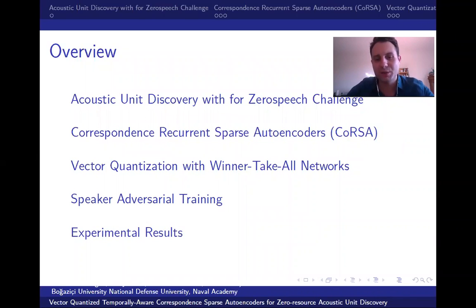I'll first talk about the goals of the challenge briefly and explain the evaluation metrics. Then I will introduce the methodology of correspondence sparse autoencoders we refer to as CORSA. I will then present this work's contribution on top of CORSA, which is the winner-take-all networks. Afterwards, I'll present our extension with the speaker adversarial training on the vector quantized CORSA network. Finally, I'll provide the experimental results depicting the improvements brought by every edition of this work.